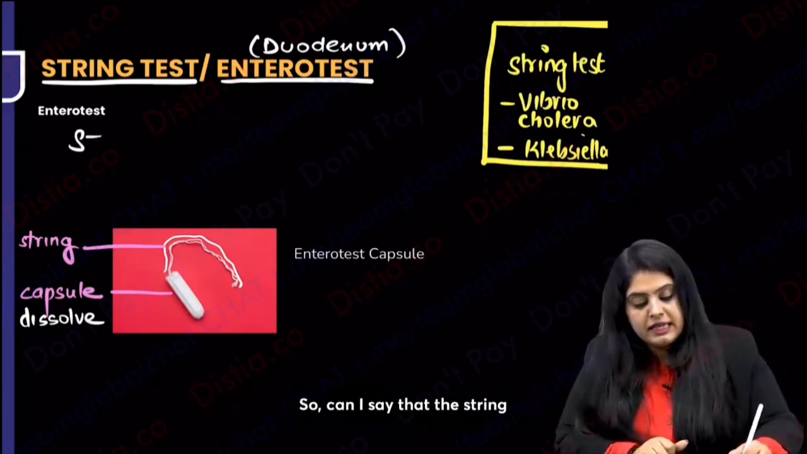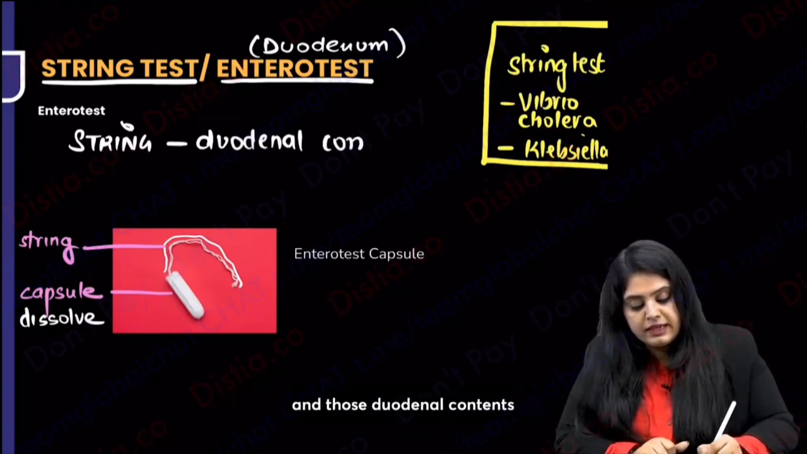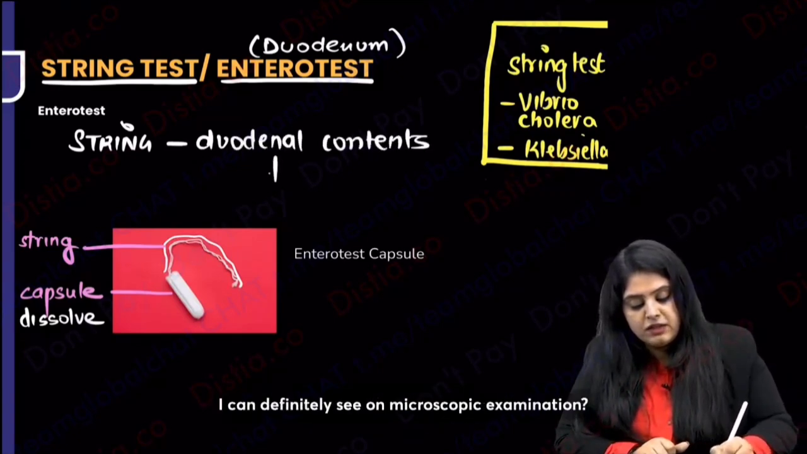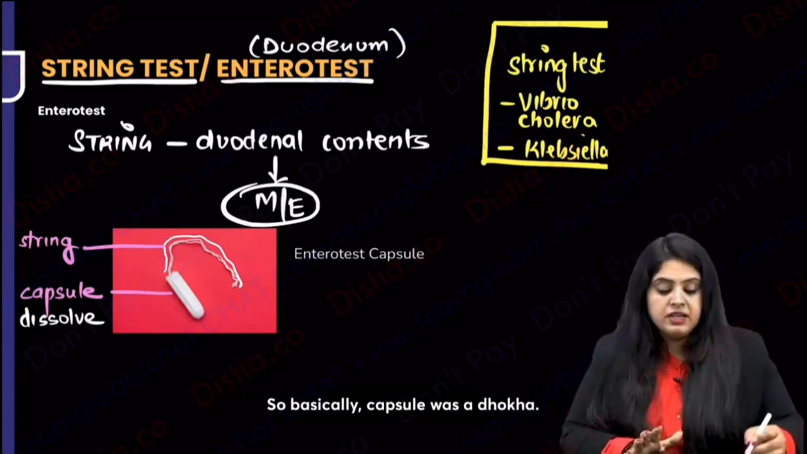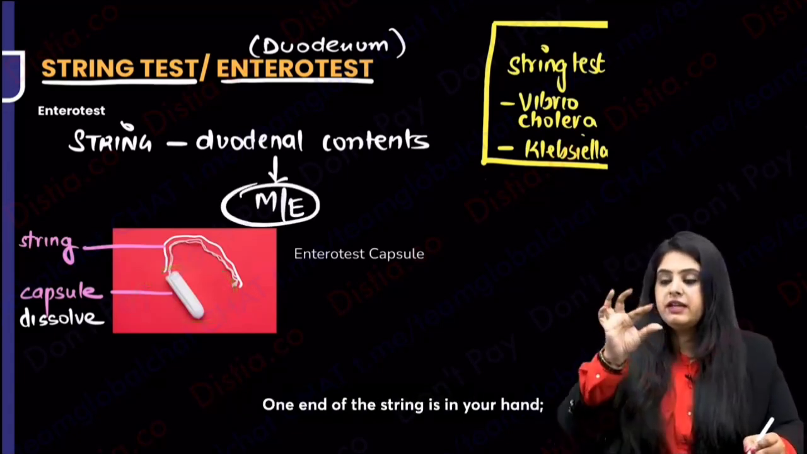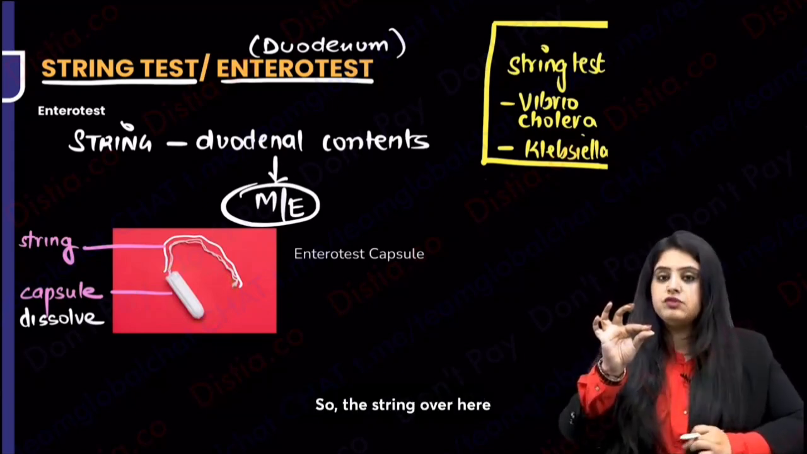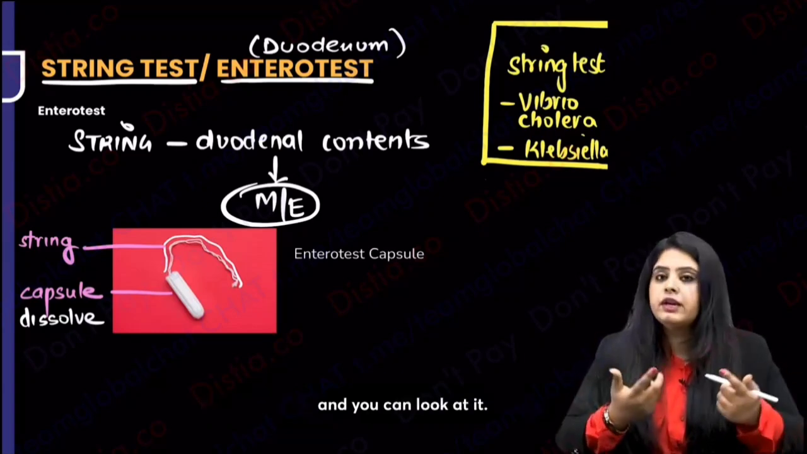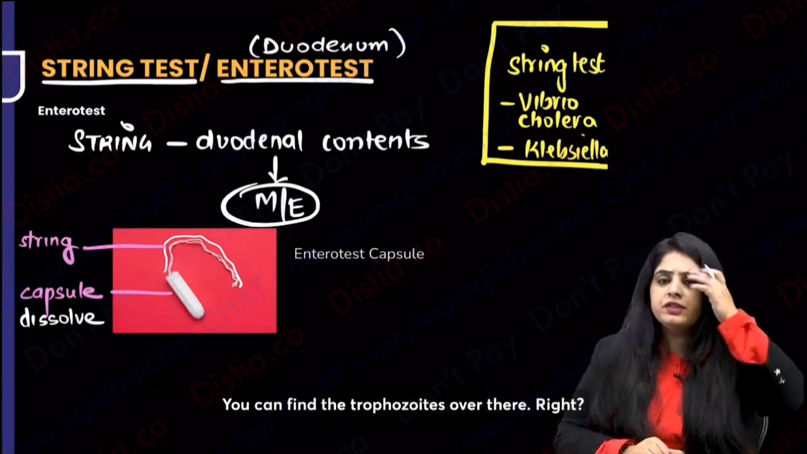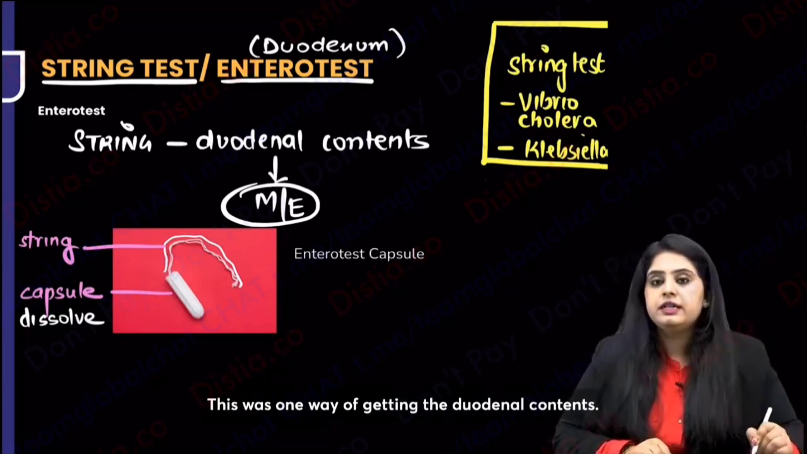So can I say that the string is going to have the duodenal contents, and those duodenal contents I can definitely see on microscopic examination. So basically, capsule was a dhoka. Capsule was just to swallow the string. One end of the string is in your hand, one end of the string has gone in with the capsule. So the string over here is now going to get you all of the duodenal contents, and you can look at it. You can find the trophozoites over there, right? Okay, everyone's okay with this. This was one way of getting the duodenal contents.